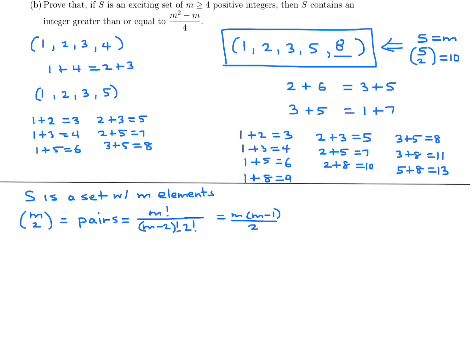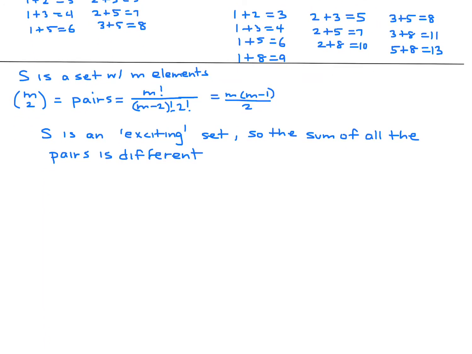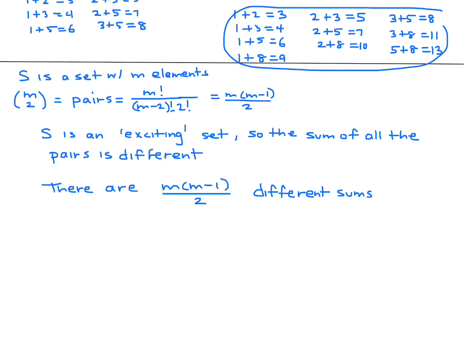Now, S is exciting, right? So that means the sums of the pairs are all different. Just like over here, the sum of all the pairs was different. That's the criteria for becoming exciting. Same thing here. Now, there are this many pairs, and therefore, there are that many different sums. Over here, there were 10 different sums. If we have m, it would be m times (m minus 1) over 2 different sums.